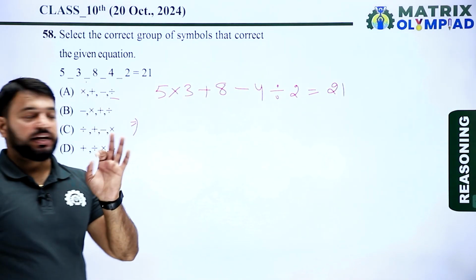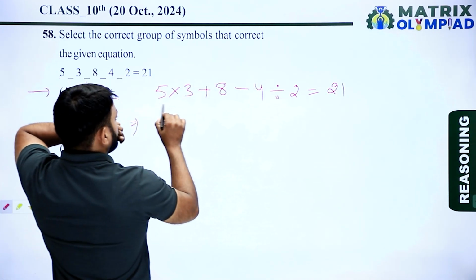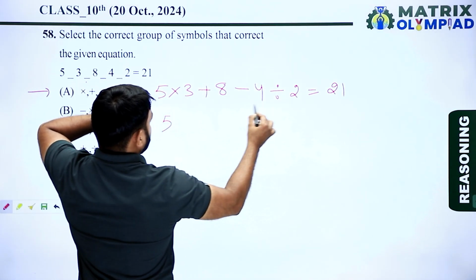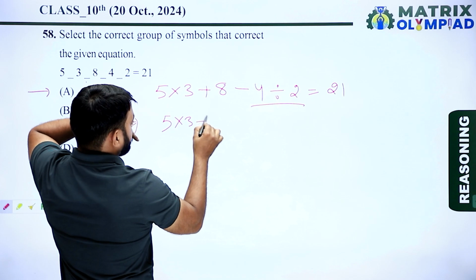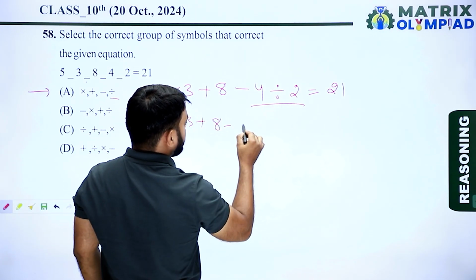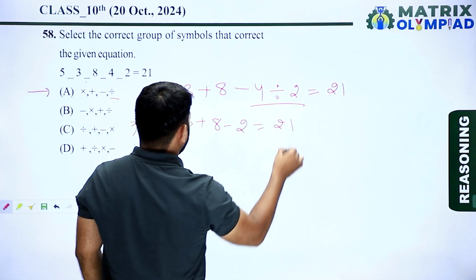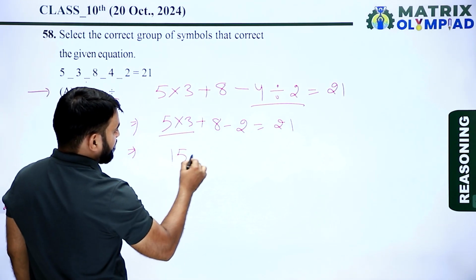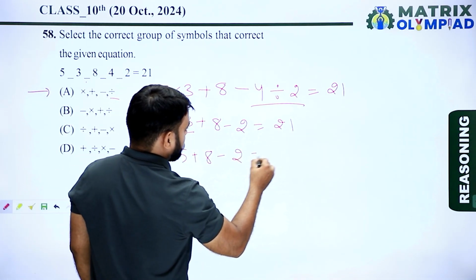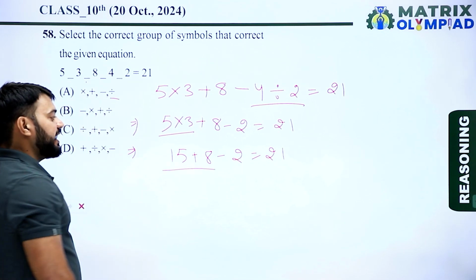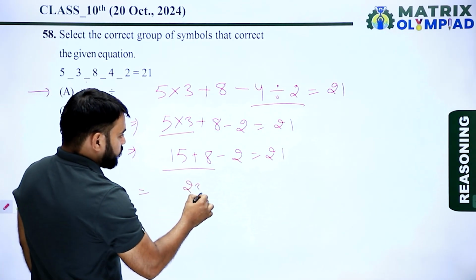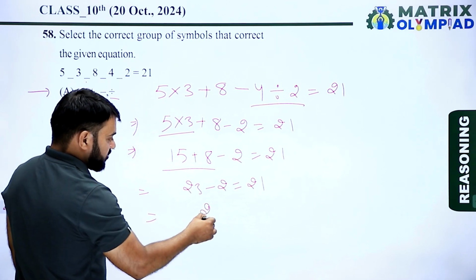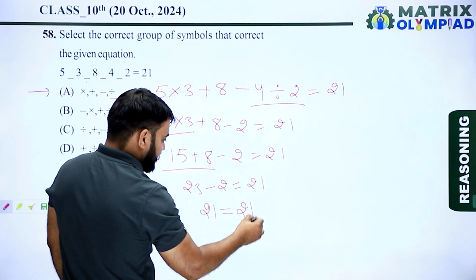Now check option A. First using the BODMAS rule in this equation, first divide the numbers. So 5 multiplied by 3 plus 8 minus 4 divided by 2, it means 2, is equal to 21. Now multiply the numbers. 5 multiplied by 3 is 15, plus 8, minus 2 is equal to 21. 15 plus 8 is 23. 23 minus 2 is 21. Yes, 21 equals 21.